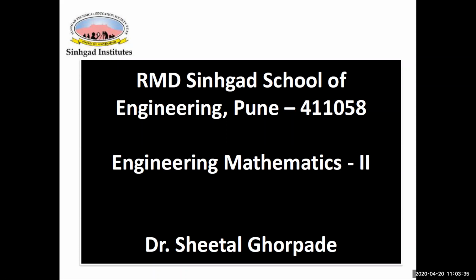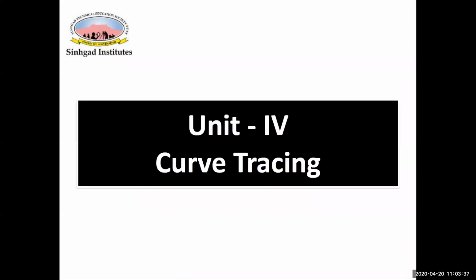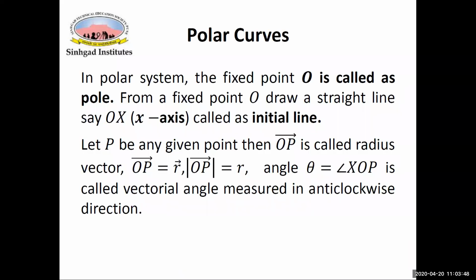We have studied the first part of curve tracing, that is parametric curves, in the last session. Today we'll study the next part, that is polar curves. While studying parametric curves, we observed that the equation is in terms of x and y. And to draw that curve, we considered two types of equations, implicit and explicit curves.